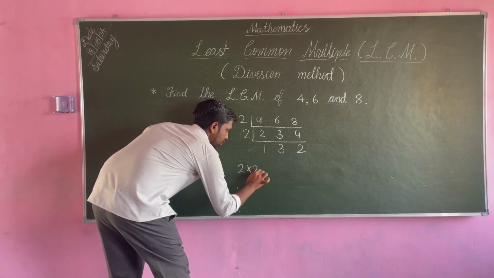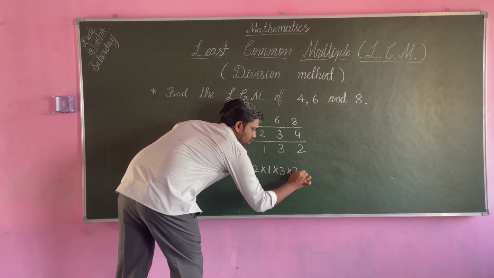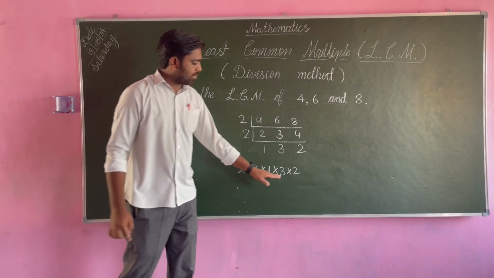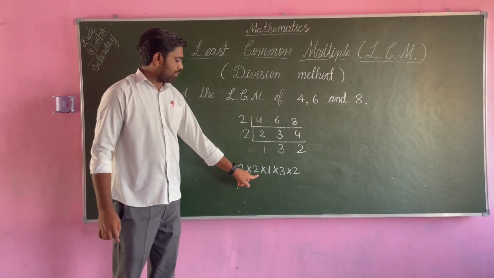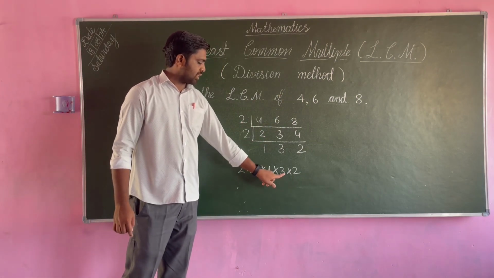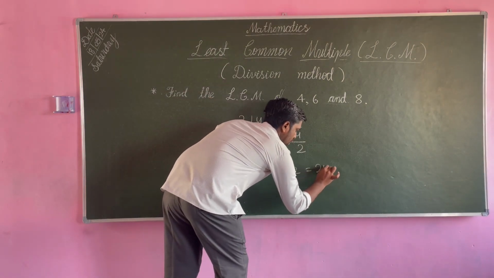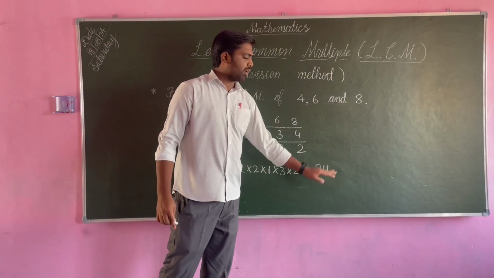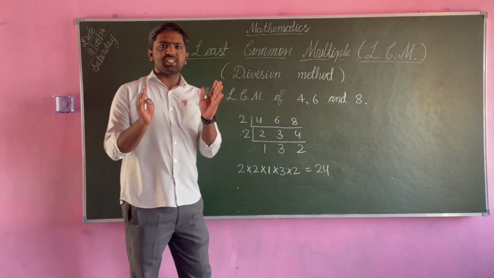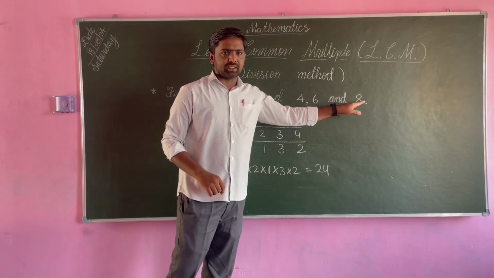2 into 2 into 1 into 3 into 2. The product of these numbers is the LCM of the given numbers. 2 2s are 4, 4 1s are 4, 4 3s are 12, 12 2s are 24. 24 is the LCM of the given numbers. 24 is the smallest number which is completely divisible by 4, 6 and 8.